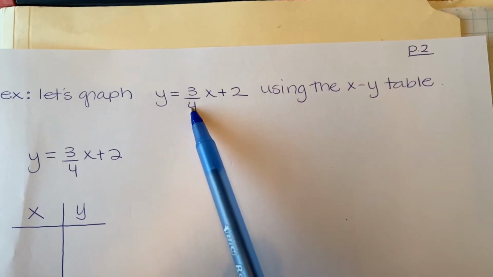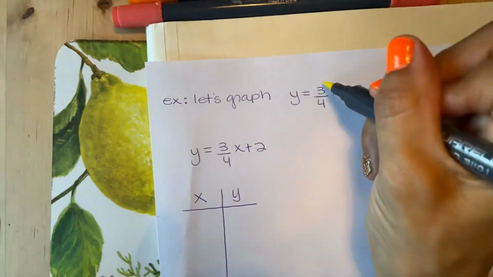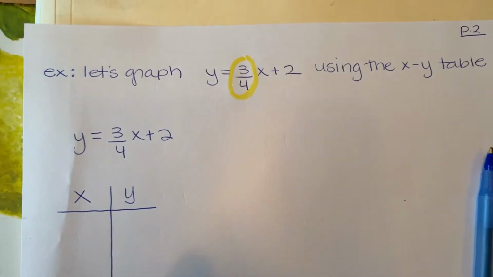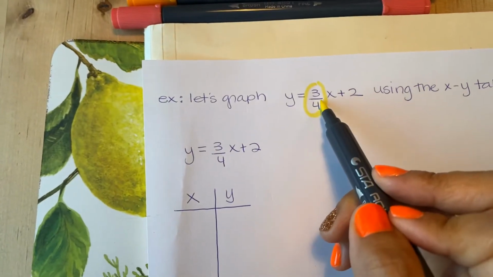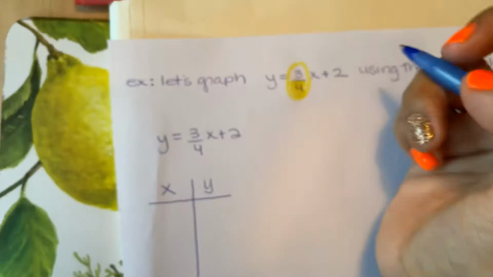Okay, so the way you for sure ensure that you're not going to get decimals or fractions here is look at your slope. So if I look at my slope, and I'm going to circle it, my slope is right here, correct? Okay, but in particular, where is my denominator? My denominator is 4.